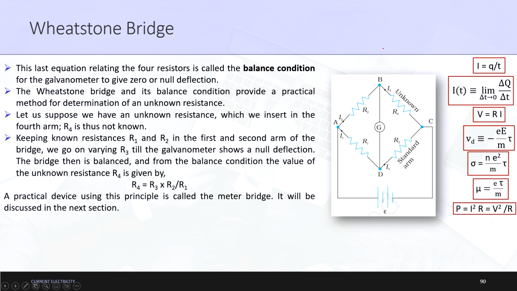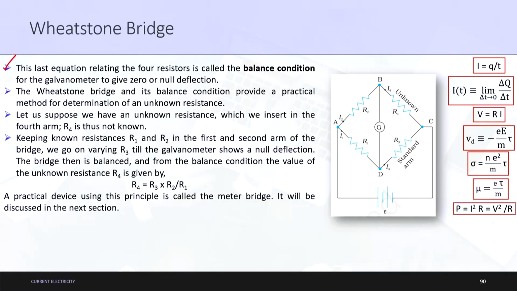Okay, let us move on. This last equation relating the 4 resistors is called the balance condition for the galvanometer to give 0 or null deflection. If we reverse this concept, we can say that if R2 by R1 is equal to R4 by R3, then the balance condition has been achieved, and in this complete group of resistors the current passing through the galvanometer will be equal to 0. Okay, so this thing has been explained.